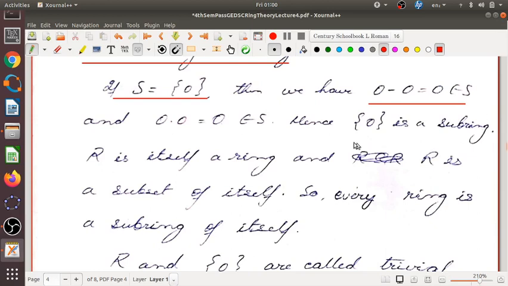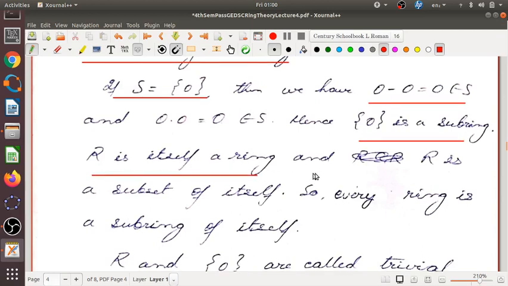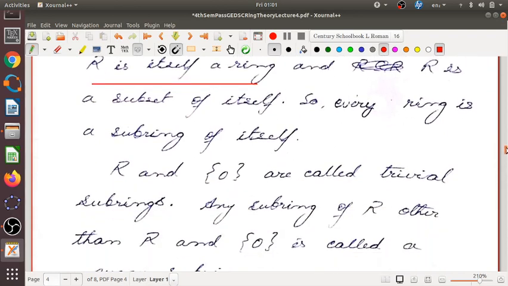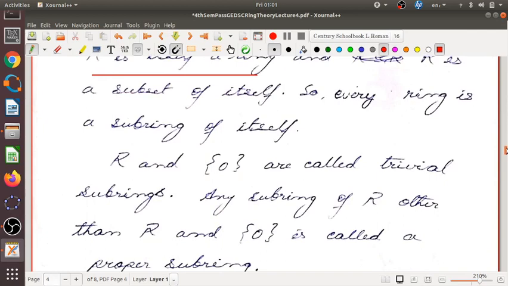So singleton 0 satisfies all conditions for being a subring. And R is itself a ring, and R is a subset of itself. Every set is a subset of itself, right? And R is already a ring, so by definition R is a subring of itself. So every ring is a subring of itself, just like every group is a subgroup of itself.